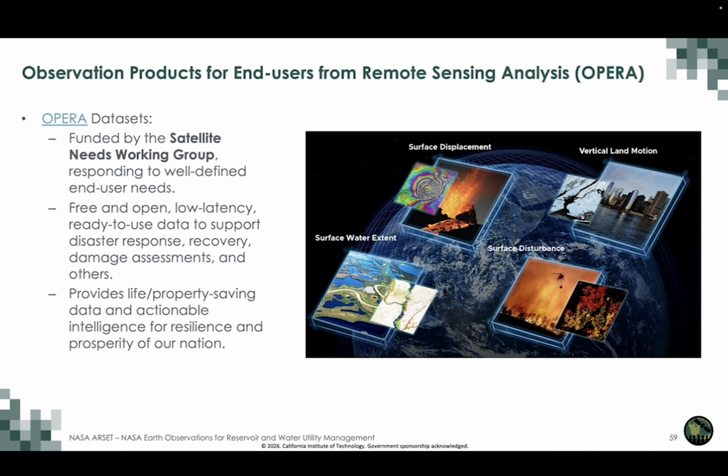While it is incredibly useful for day-to-day hydrologic monitoring, it is also designed to rapidly support disaster response, recovery efforts, and post-event damage assessments within our river basins. Ultimately, OPERA aims to provide actionable intelligence, data that can save lives, protect critical dam infrastructure, and ensure long-term resilience and water security. I've included a link at the top to access the OPERA datasets directly.